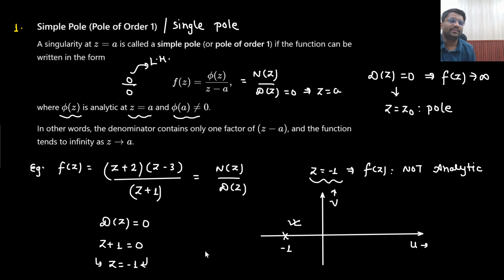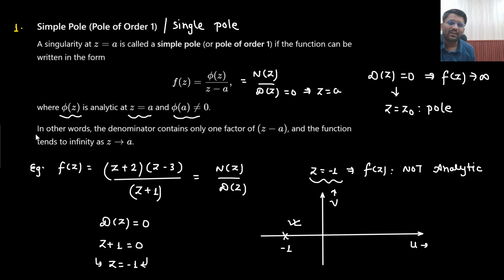That's why this condition is written, that phi of z should be analytic. Along with that, the value of phi of z at z equals a should not be 0, because if it is 0, then it becomes a 0 by 0 form, and that will make our function indeterminate, and you can apply the L'Hopital rule. So I hope you have understood the meaning of this line.